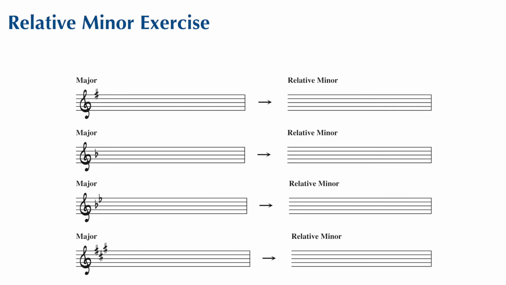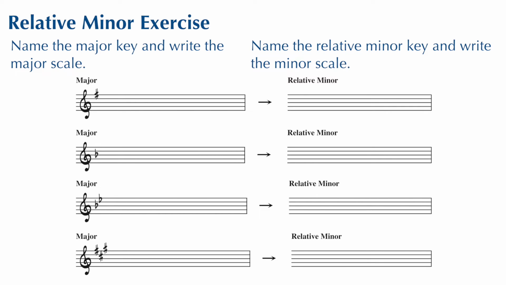At the top of page 139, we have this relative minor exercise. In the left-hand column, I'd like you to name the major key based on that key signature, and then write out the major scale in the space that's provided there. In the right-hand column, name and write the relative minor scale, and you can do that by locating the 6th scale degree of the major scale that you just wrote.